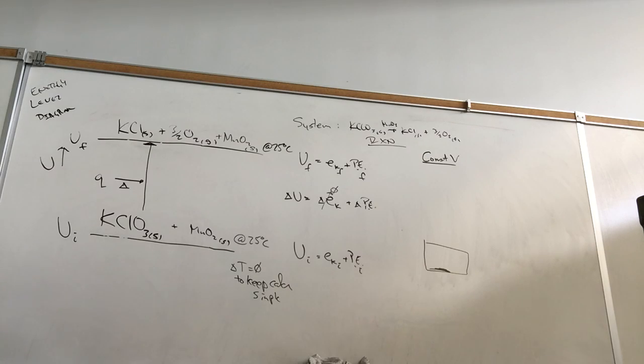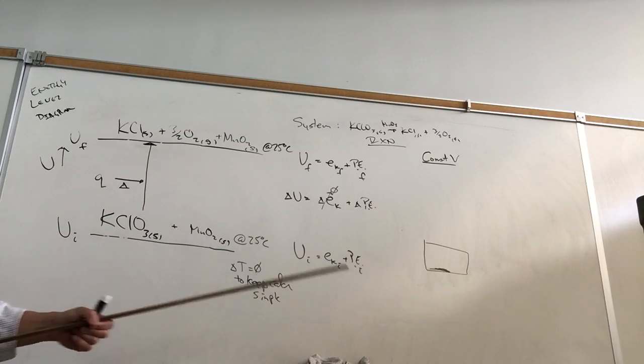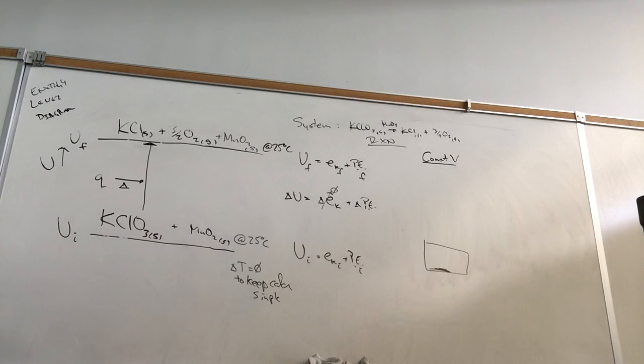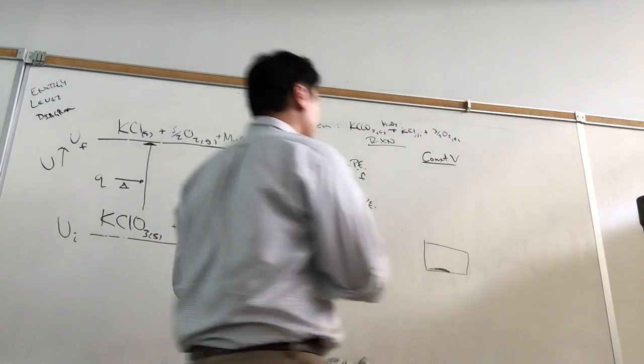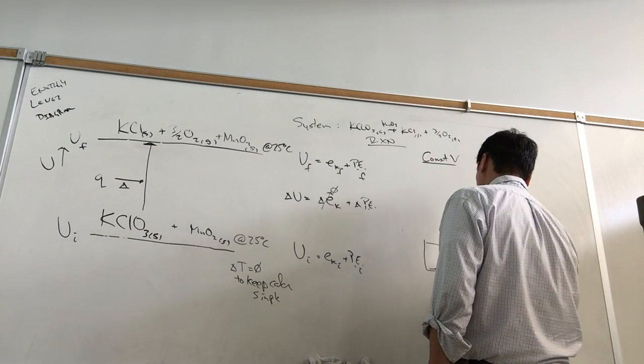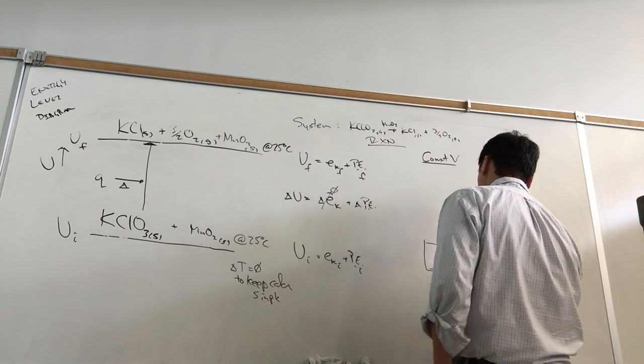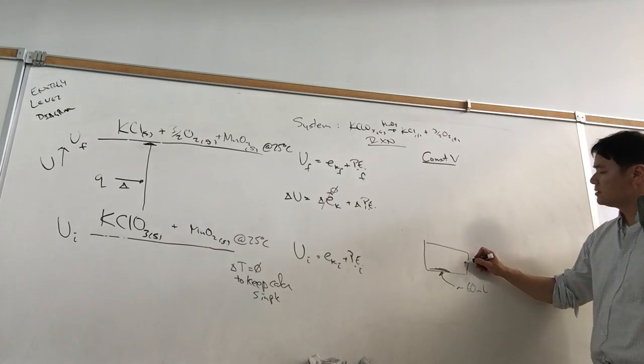So we look at the Wikipedia entry for potassium chlorate here. The molar mass is 122.55 grams. And so a mole of KClO3 is going to be about 123 grams. We look at the density. The density of KClO3 is 2.34 grams per cubic centimeter. So let's just go with 2 roughly and 120. So that's about 60 milliliters. And so we have about 60 milliliters of solid KClO3 here. Solid.